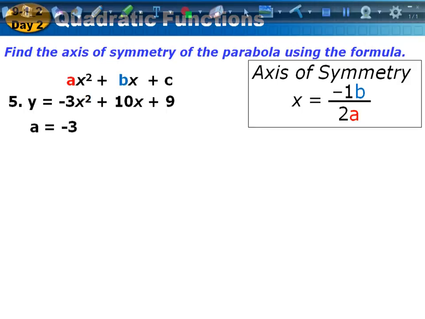A is always the number in front of the x squared, so it's negative 3. B is the number in front of the x, so it's 10. And C is the number on the end, so it's 9 here. So go ahead and label A, B, and C.